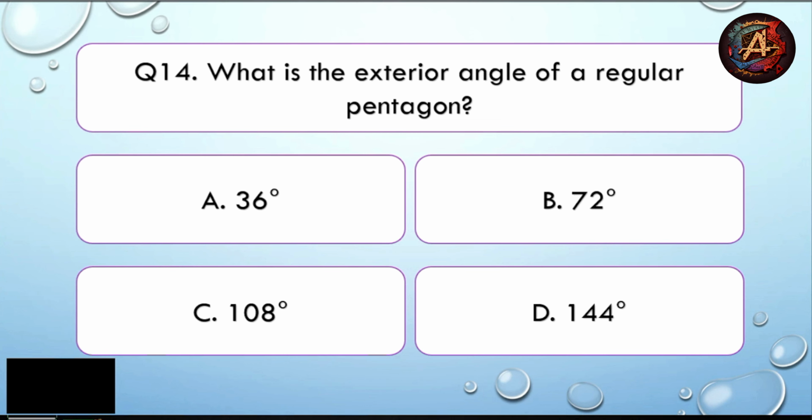Alright, math learners. Now, talking about pentagon, remember that the sum of the exterior angles of a regular polygon is always 360 degrees. And if you have a pentagon, it means that you also have 5 exterior angles. So basically, what you will do is you just get 360 degrees divided by 5. That will give you 72, because 72 plus 72, that is 144. 144 plus 144, that is 288. And 288 plus 72, that is equal to 360 degrees. So the correct answer for this problem is letter B.